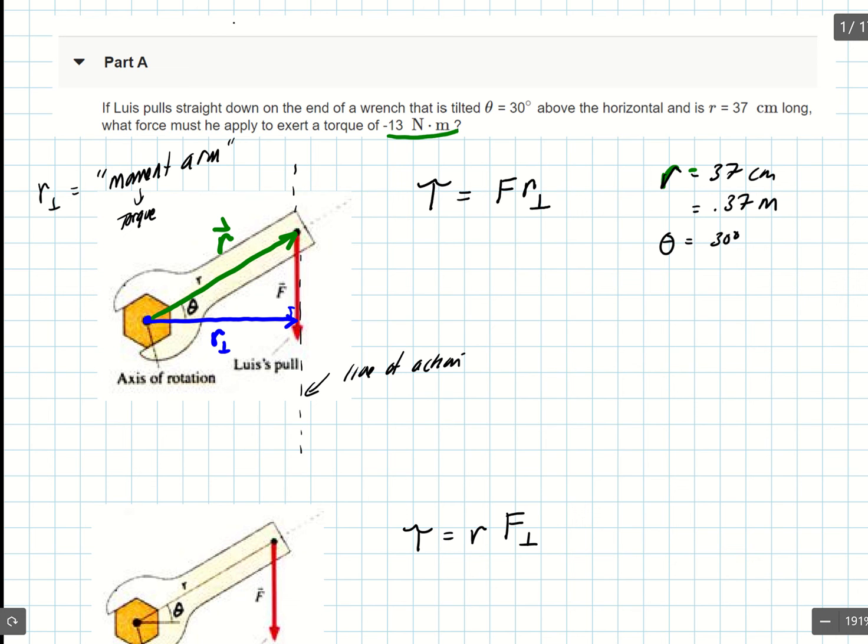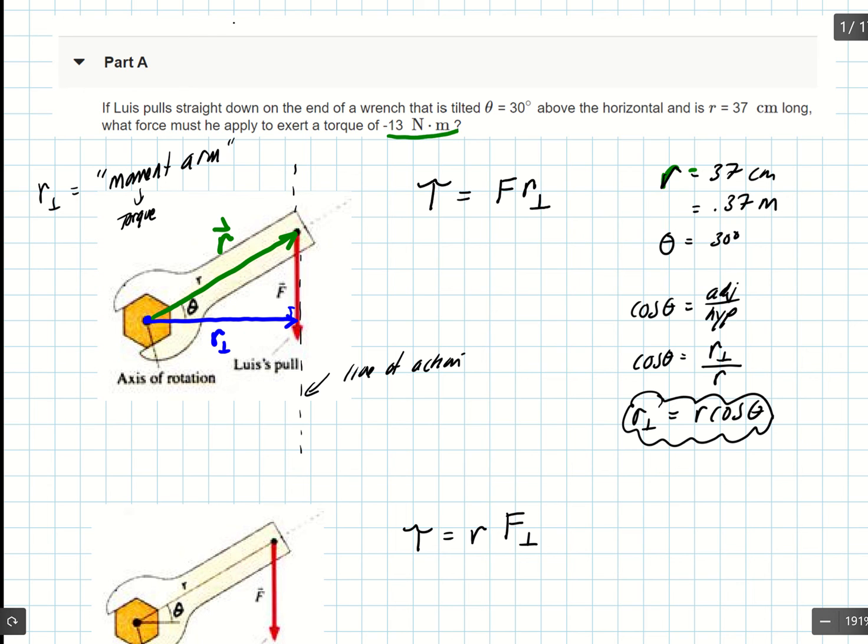So let's remind ourselves how we do that. I see that r perpendicular is adjacent to the given angle. That's going to be cosine. Cosine theta, just a little review, is the length of the adjacent side of your right triangle divided by the hypotenuse. In this case, the adjacent side is what we're after: r perpendicular, or the moment arm, divided by the actual length of r itself. Rearranging, r perpendicular is equal to r cosine theta.